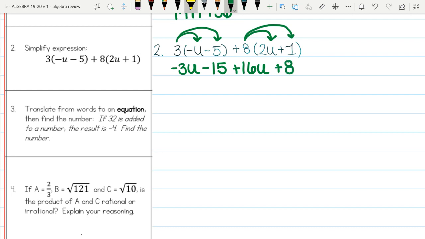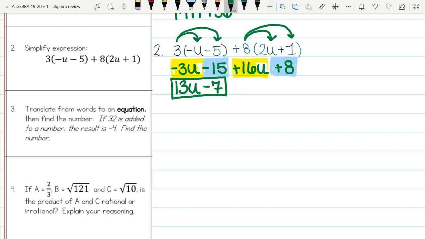Okay, and so last but not least, we have to combine like terms. So here we have, I'm going to highlight the negative 3u and 16u. So it's negative 3 plus 16. I like to think about it as 16 minus 3, which is 13u. And then we have, I think I can change the color. I have negative 15 and positive 8. So negative 15 plus 8 is negative 7. And that's my answer. Box it in nice and neat. And let's check out number 3.